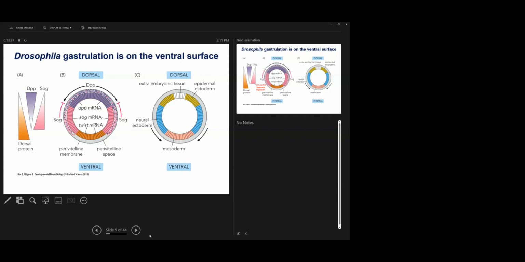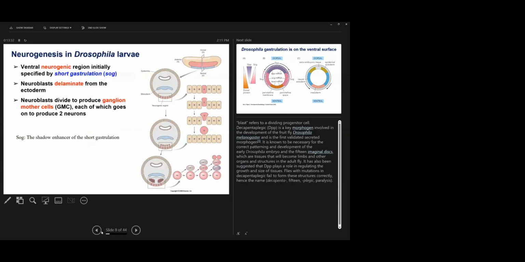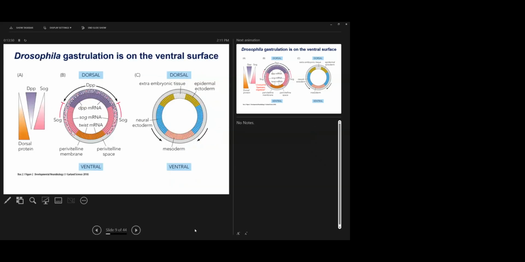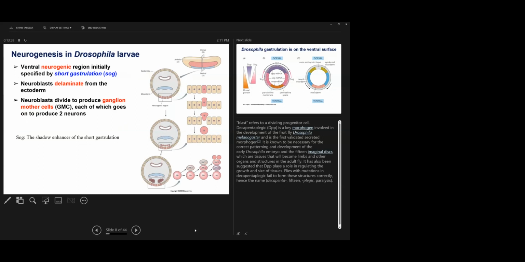Okay, so the neurogenesis happens because of the expression of SOG. I talked about SOG before, the expression of SOG RNA, in the previous slide. So here I talk about accumulation of SOG in the ventral side. So neurogenesis happens. The neurogenic region is defined by the expression of short gastrulation, or SOG.